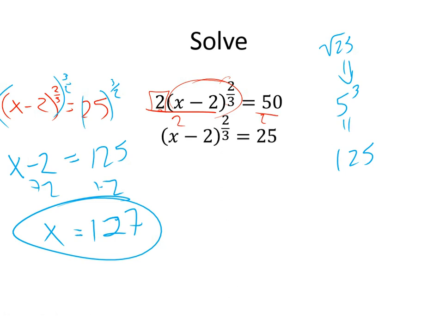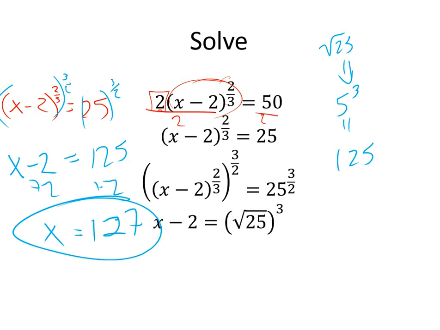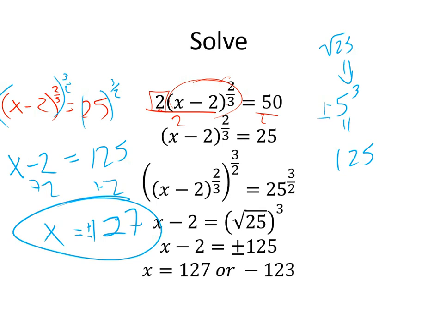Okay. So as you see, you want to multiply both sides by the reciprocal of whatever the power is that you have all by itself. And that gets us our answers. Oh, plus or minus. So it would be plus or minus because you took a square root. The square root makes it plus or minus. Okay.